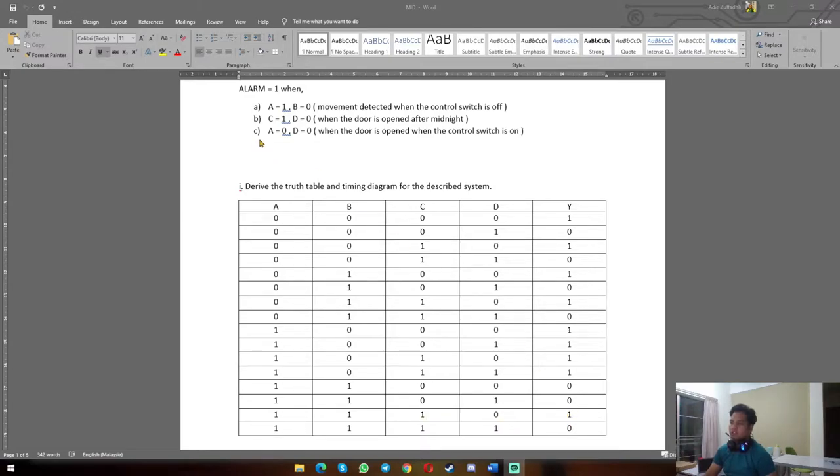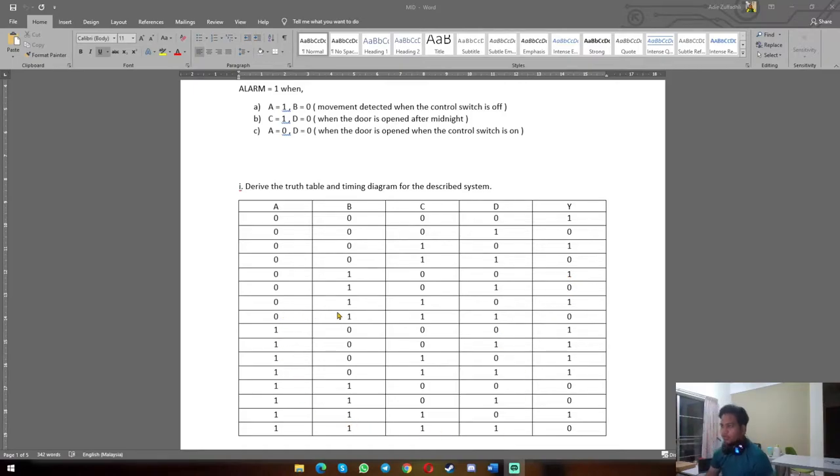Okay. So then the third statement states that A equal to 0, D equal to 0, which is when the door is open when the control switch is on. So we find A equal to 0, D equal to 0, and we get output 1. Then A equal to 0, D equal to 0, we find Y equal to 1. This also A equal to 0, D equal to 0, Y equal to 1.